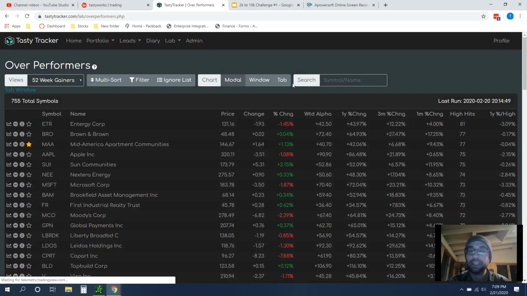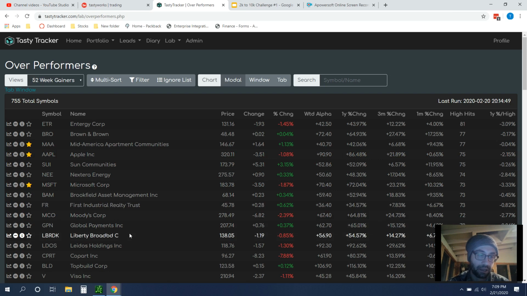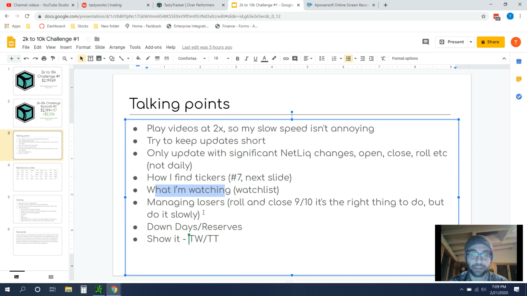So that's typically how I look for different stocks. I'll go through and I'll hit stars on the ones that I think look interesting. I'm pretty much constantly in Apple and Microsoft to some extent. But anyway, I think that covers that bullet point.